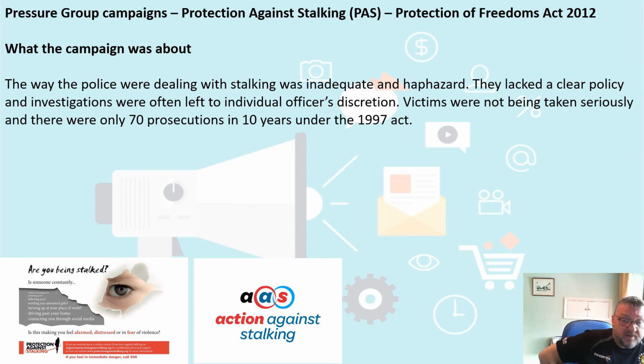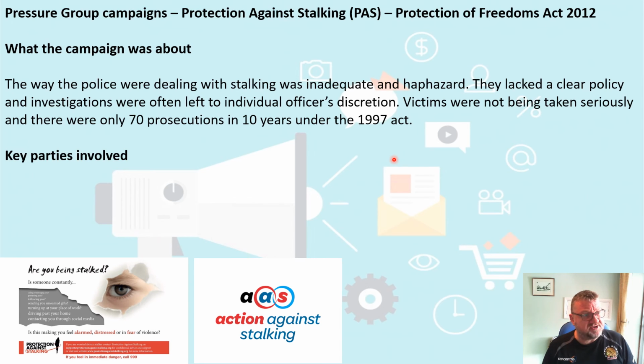The way the police were dealing with stalking, PASS argued, was inadequate and haphazard. They lacked a clear policy. Investigations were often left to individual officers' discretion, and victims weren't being taken seriously. There were only 70 prosecutions in 10 years under the 1997 Act. That's 7 a year, with 120,000 possible cases.